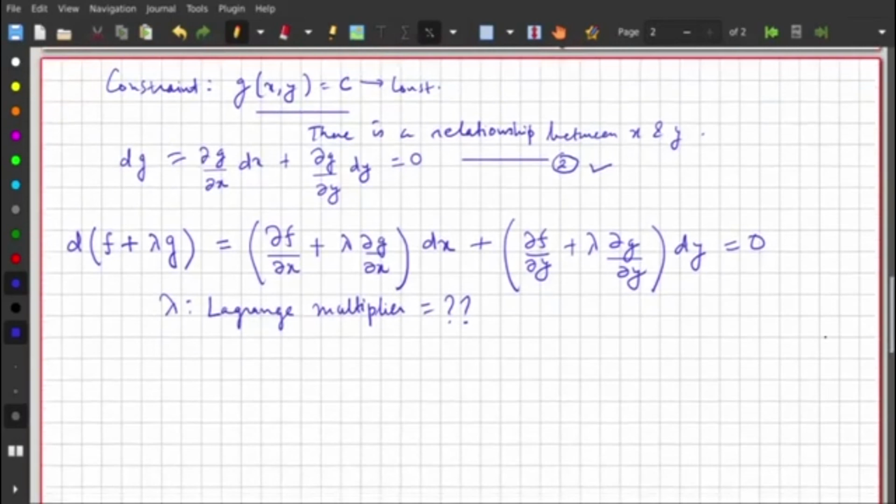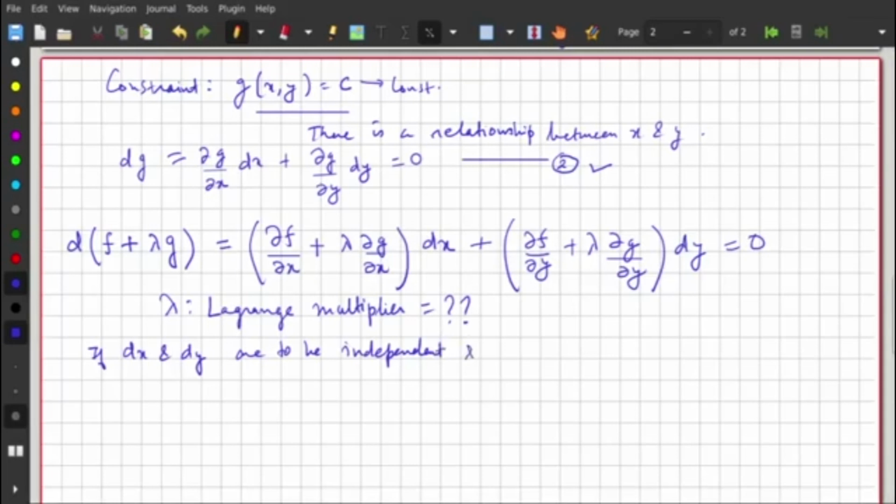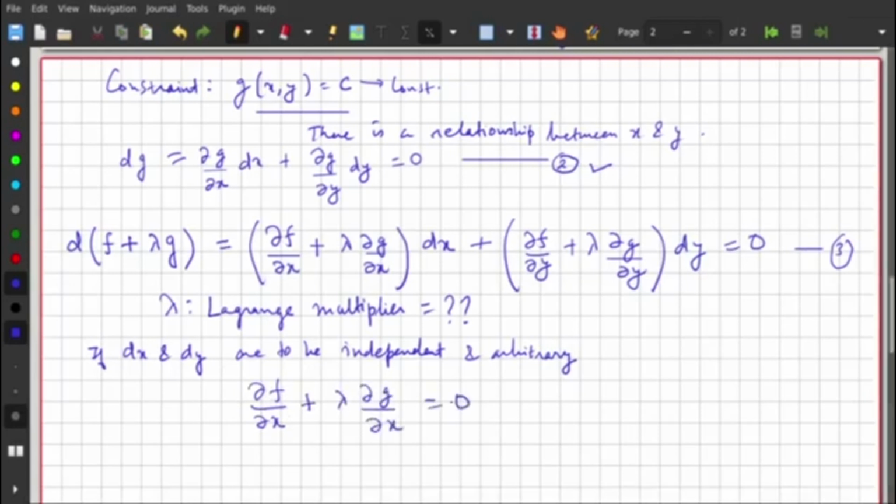Okay, and that is the Lagrange multiplier, by the way. So basically, if dx and dy are to be independent and arbitrary, then for equation 3 to hold, the coefficients of dx and dy themselves have to vanish. So that means partial f partial x plus lambda partial g partial x should go to 0.